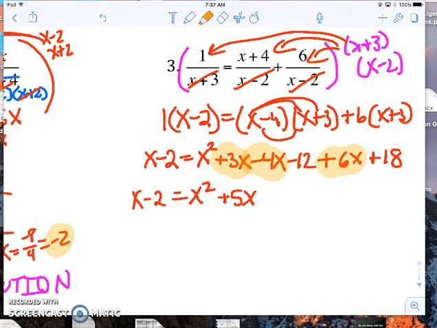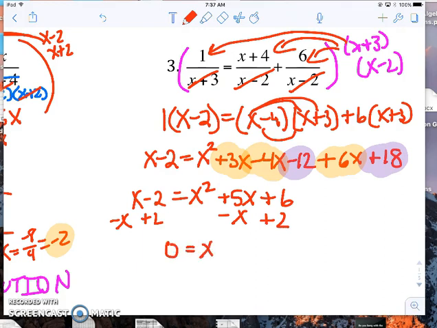And then let's see, what do we have for our number? We got negative 12 plus 18, so plus 6, a quadratic, so we got to set it equal to 0, so minus x, plus 2. So we have 0 equals x squared plus 4x plus 8.